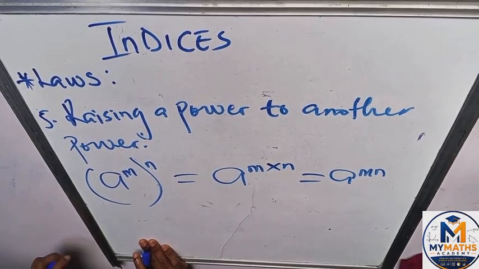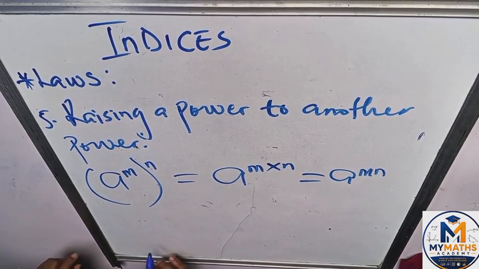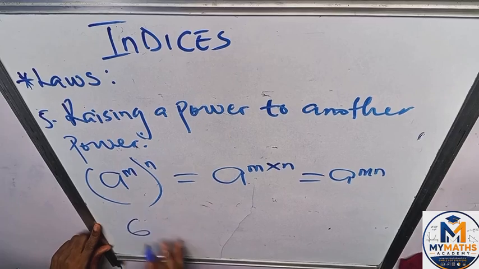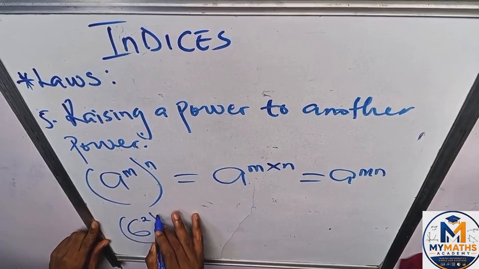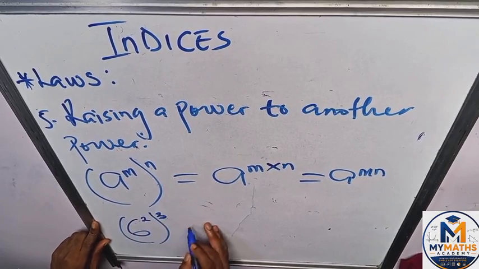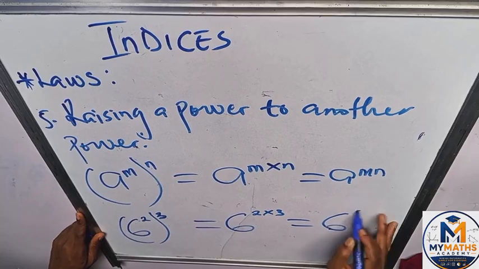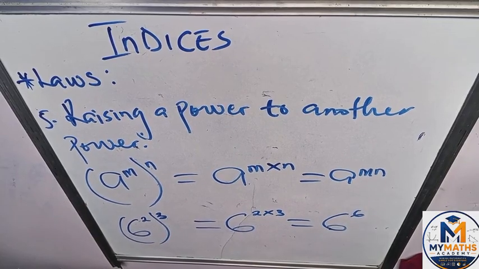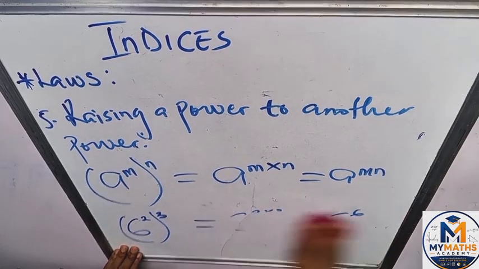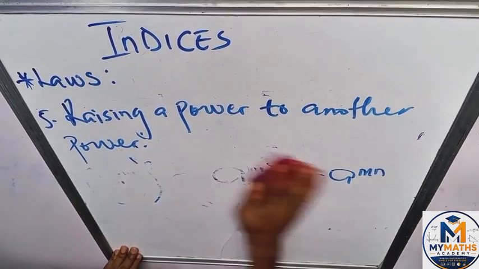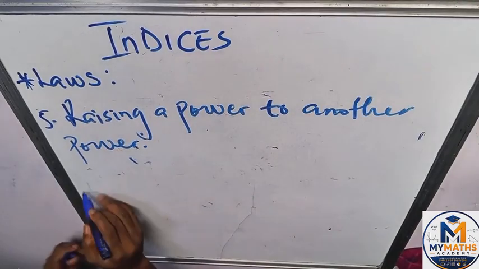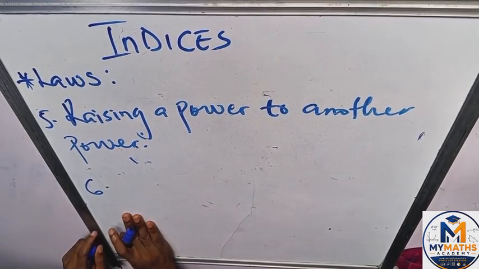For example, let's say I have something like this: 6 raised to power 2, in brackets, raised to power 3. That means it's going to be 6 raised to power 2 times 3, which equals 6 raised to power 6. So this is just the rule of raising a power to another power. Then we go again to rule number 6.